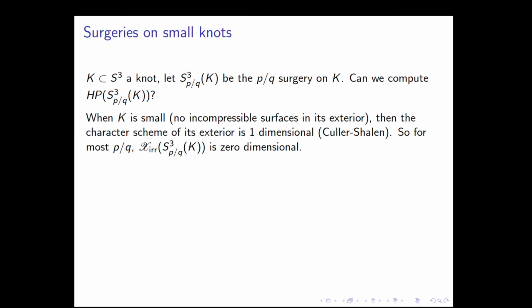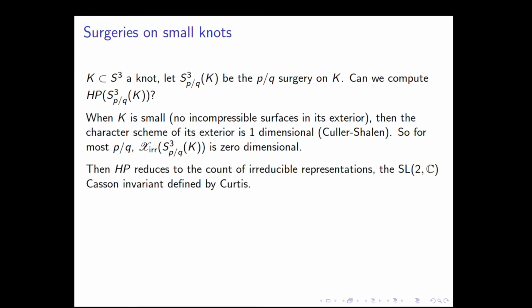And in particular, this means that for most values of p/q, the character scheme of the Dehn surgery is zero-dimensional. Well, that's just because the character scheme of the p/q Dehn surgery is the same as the character scheme of the knot. You just add one extra equation corresponding to setting the pth power of the meridian times the qth power of the longitude equal to 1. That adds an extra equation on your character scheme, and so it goes from one-dimensional to zero-dimensional, at least most of the time.